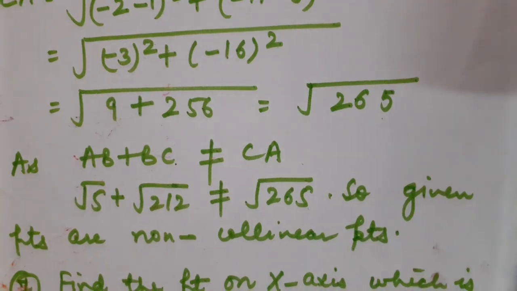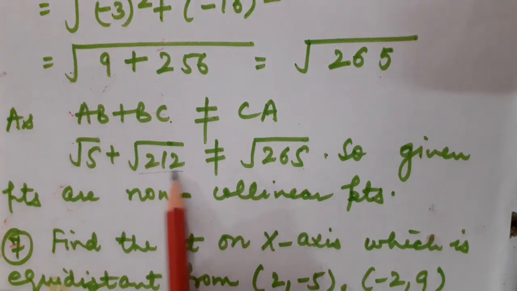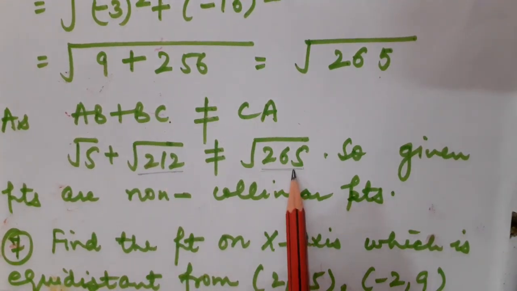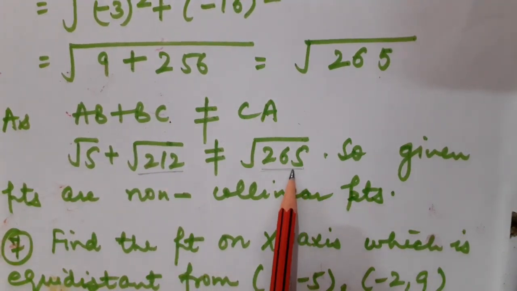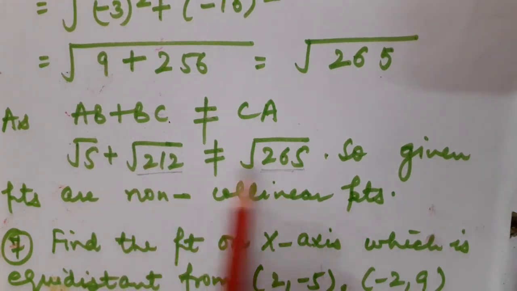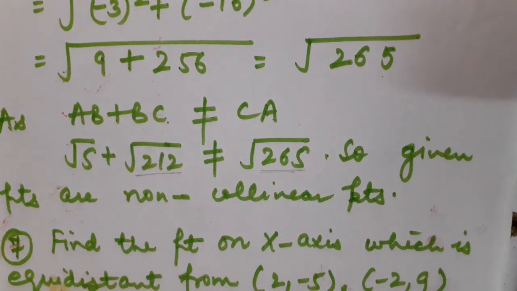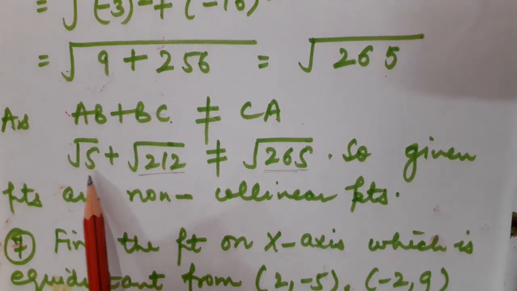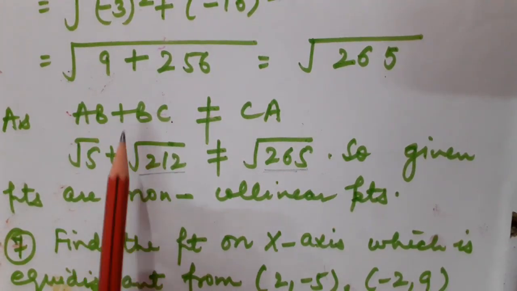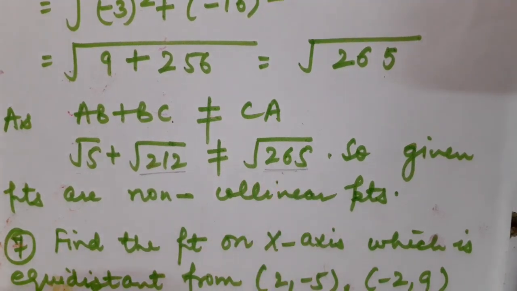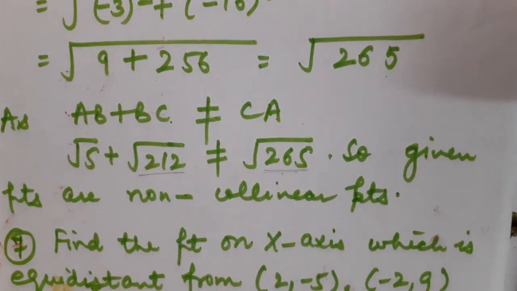Correct? Children, if you want to go for the prime factorization of these two values also, then you can go with that. There is no problem. But basically through these expressions only I have come to know that the points are non-collinear to each other, because at any cost the sum of any of the two smaller lengths can never ever be equal to the length of the bigger side. Fine students.